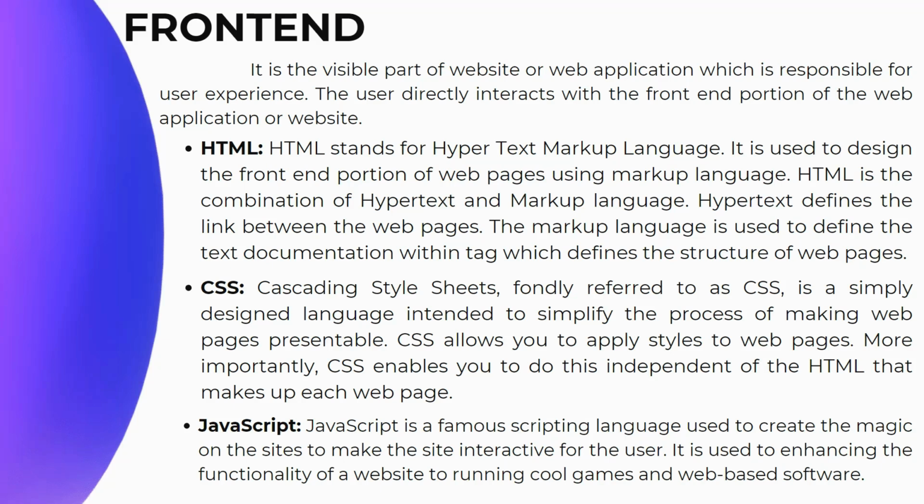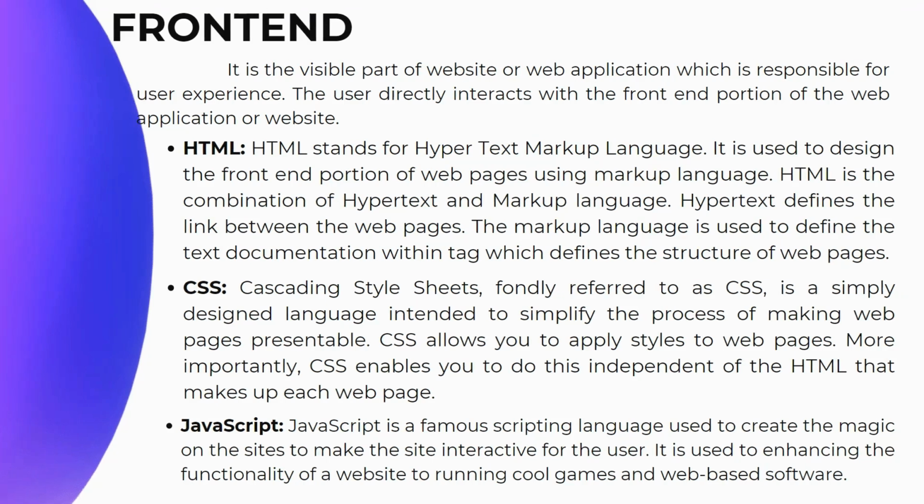Hypertext Markup Language is the abbreviation for HTML. It is used to design the structure or backbone of a web application. Hypertext defines the link between two pages, and the markup language is used to define the text documentation within tags, which defines the structure of the web page. CSS stands for Cascading Style Sheet. It makes the web page responsive and more creative. It is used to style the elements that are present in the web page and helps to decorate it. JavaScript is a scripting language that makes the web page interactive, making it easier for the user to communicate and enhancing the user experience.